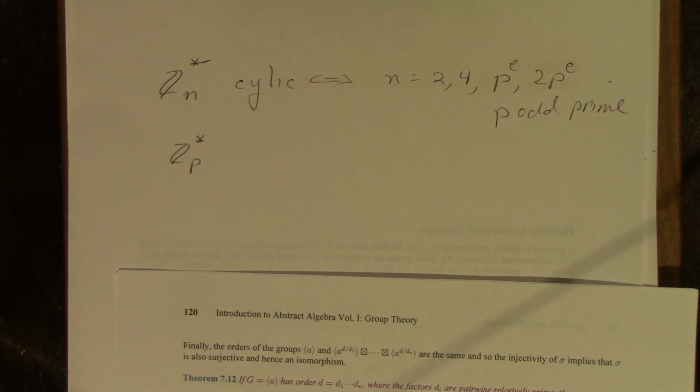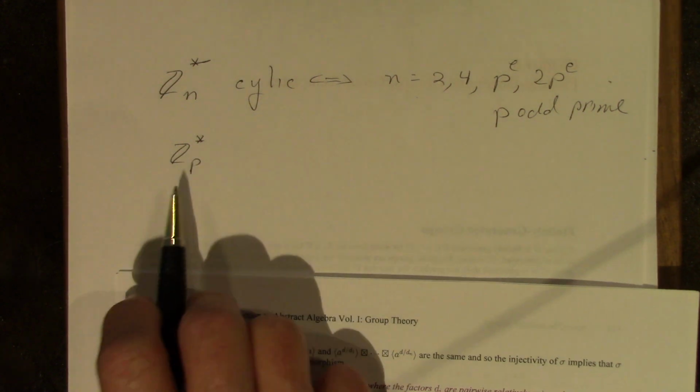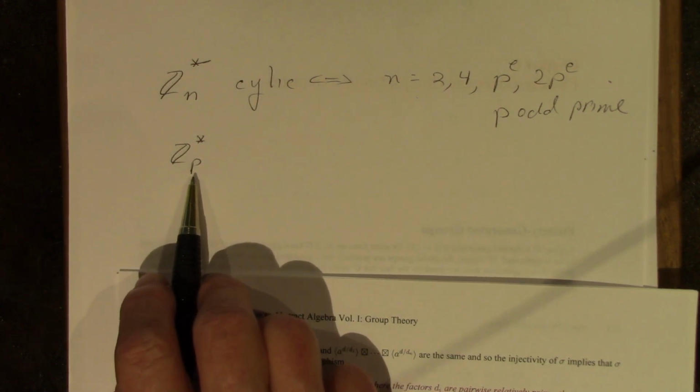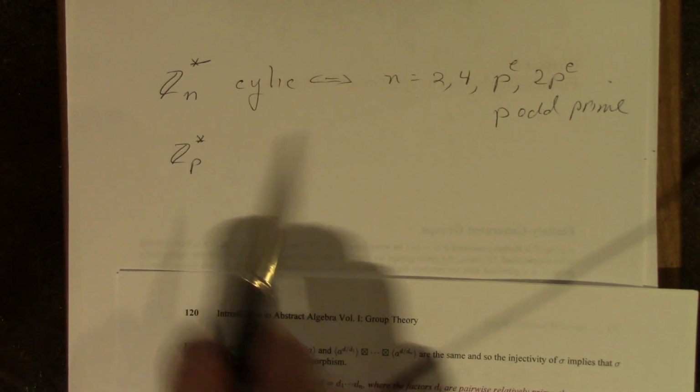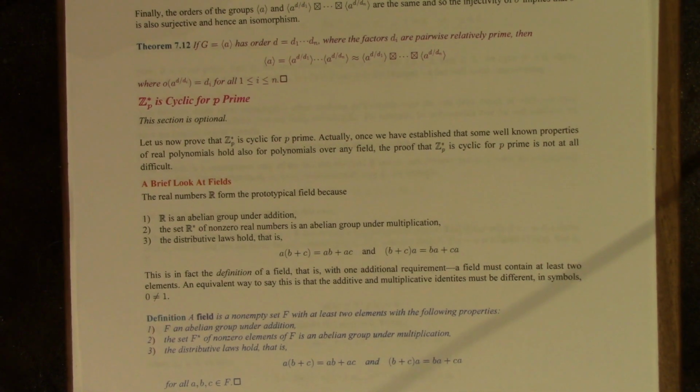And I believe I mentioned that that was not at all easy to prove, and that we would not prove that result, but we would prove later in the course that Zp star is cyclic where p is a prime. Well, I changed my mind. We are going to prove that Zp star is cyclic for p prime, and then we are going to prove the general result.